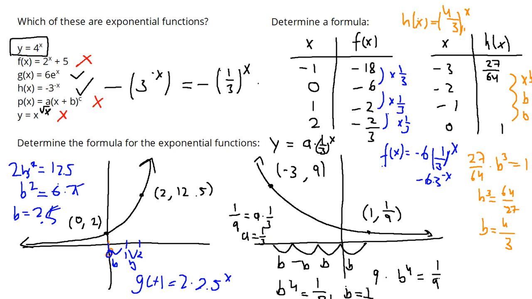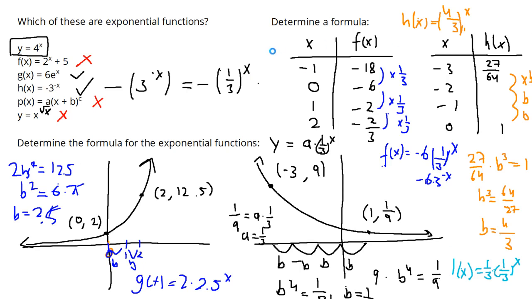So then our equation is, let's say, L of x is equal to 1/3 times 1/3 to the x. Right, that's our equation. 1/3 times 1/3 to the x, or 1/3 to the x plus 1. That works as well.